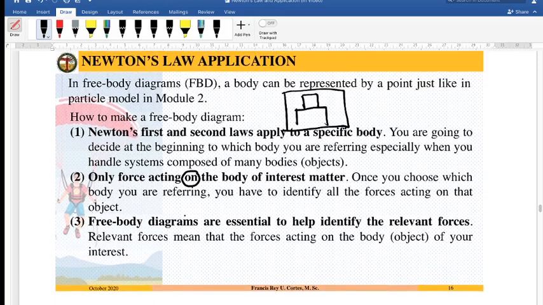Okay? Then the third one, the very last one, is that free body diagrams are very important to eliminate all the irrelevant forces. So the forces on the object of interest that you decided on at the beginning are in the free body diagram, to eliminate all the forces that are not acting on that body of interest. So we have to focus only on the forces acting on the object. Okay? So you always need to draw a free body diagram because it will help you identify the forces acting on the body. The relevant forces, I mean.